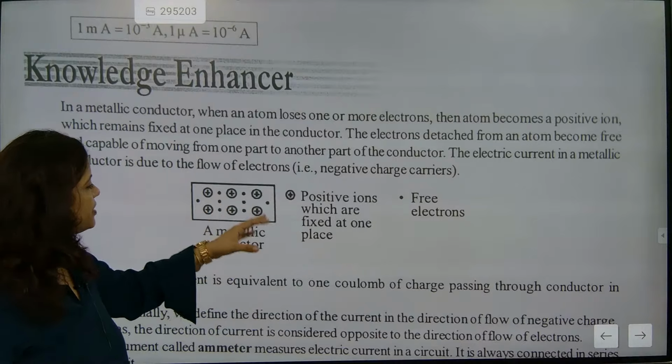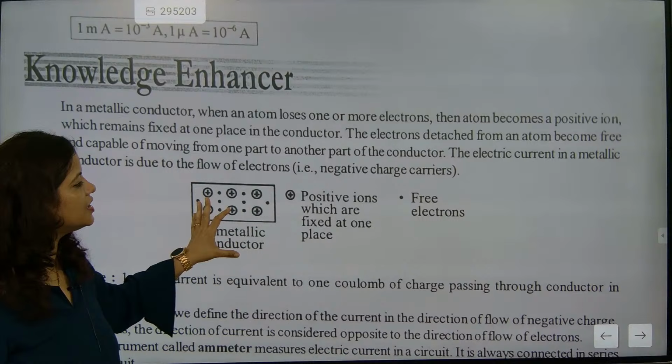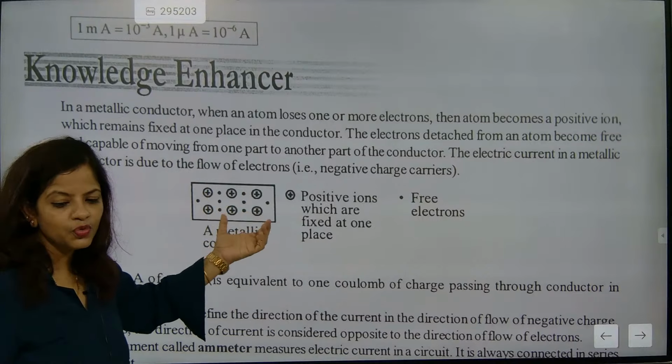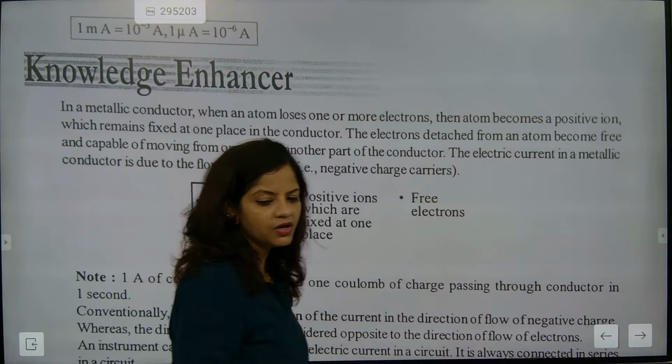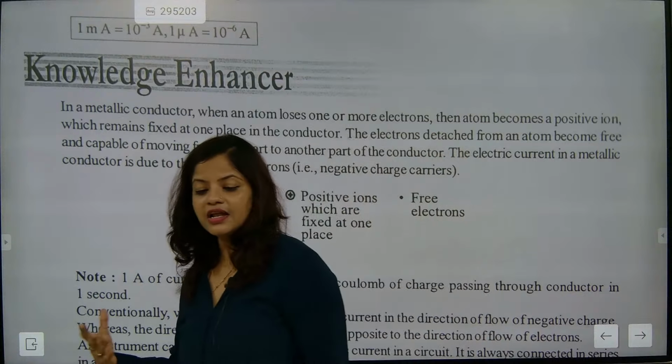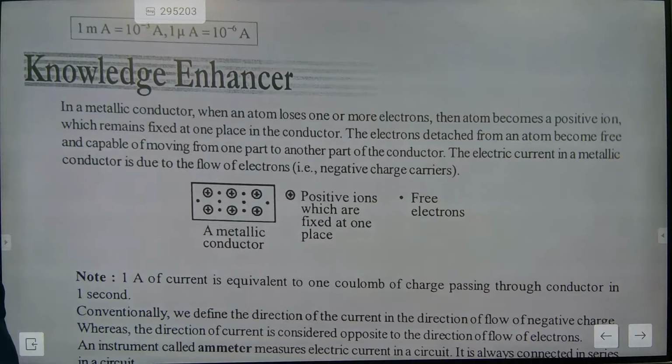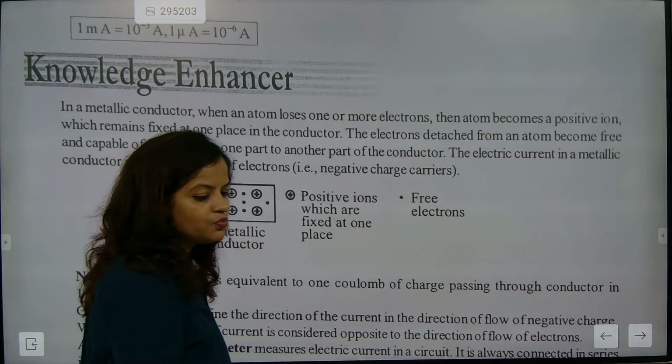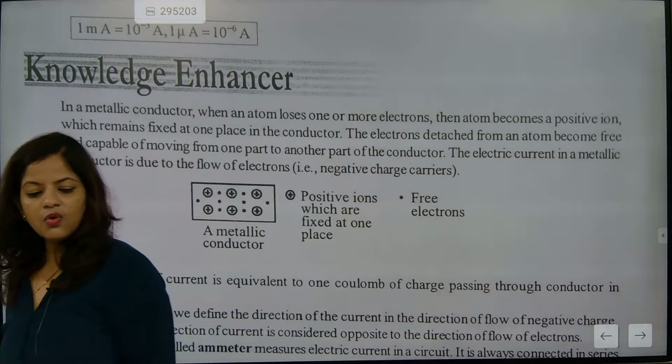Where you can see a metallic conductor, what all are there? Ions and electrons, both are there. In this metallic conductor, ions and electrons both are present. Got it? So now what next?